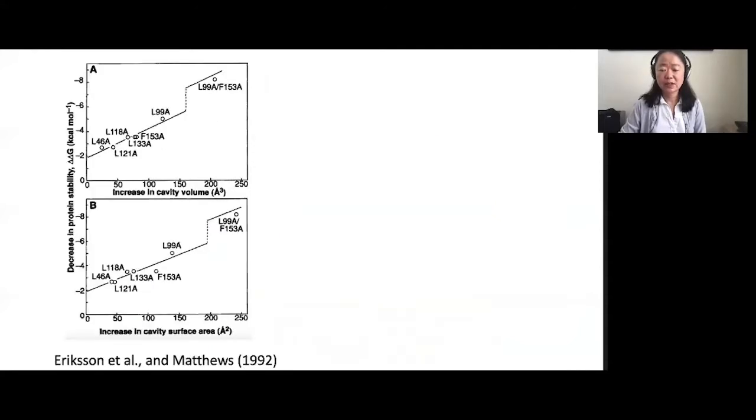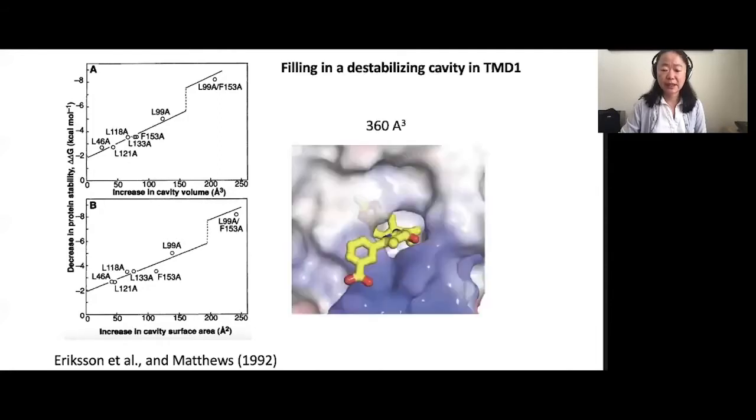This plot shows that an internal cavity destabilizes protein. Here is the destabilizing energy determined by the mutation, and here is the cavity size introduced by the mutation. And there's almost a linear relationship. The larger the cavity, the more destabilization it shows. And notice this is a log scale. So the cavity we see in CFTR that's being filled by the drug is about 360 cubic angstroms, which is beyond the scope of this plot. So having such a cavity inherent in CFTR will destabilize the protein substantially. That's why even native, wild-type CFTR is quite unstable.